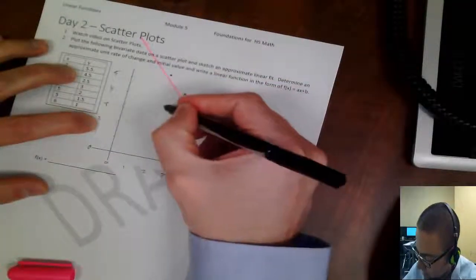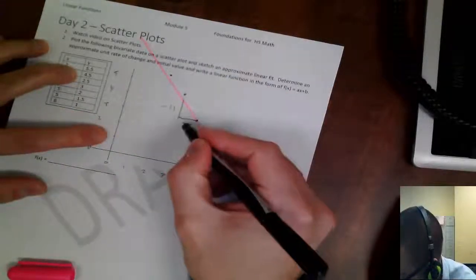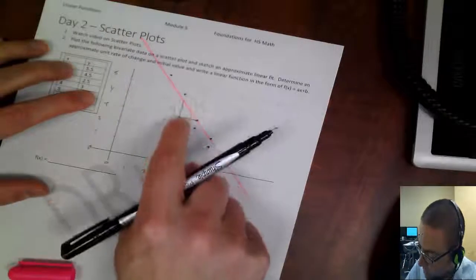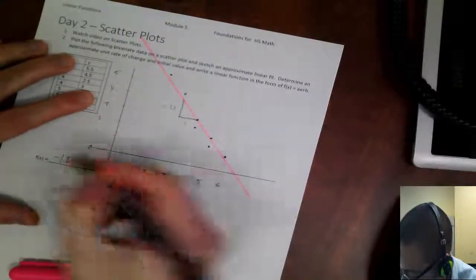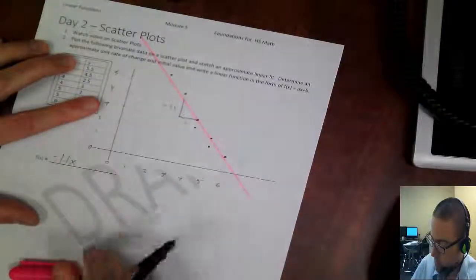And the slope is going down and to the right, so it's a negative slope. This is a negative correlation, and it's going over 1. So my slope is negative 1.1 over 1, so it's just negative 1.1. That is the linear term, so times x.